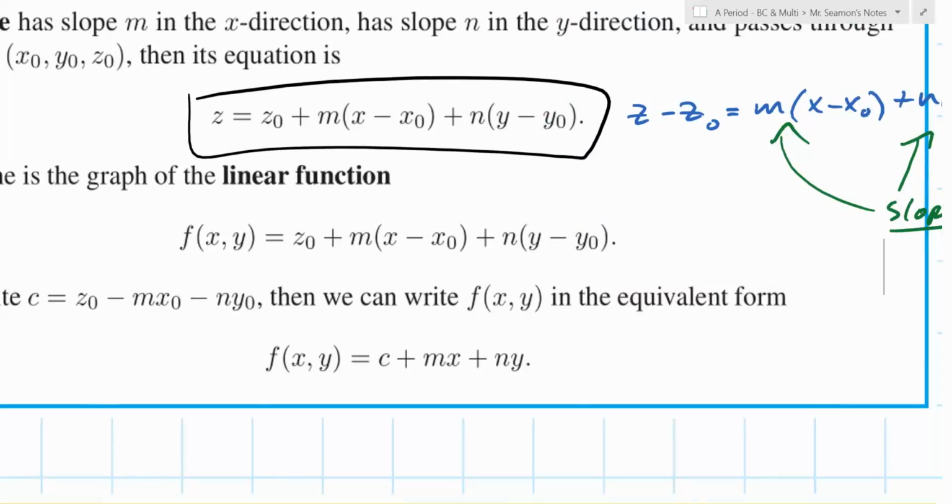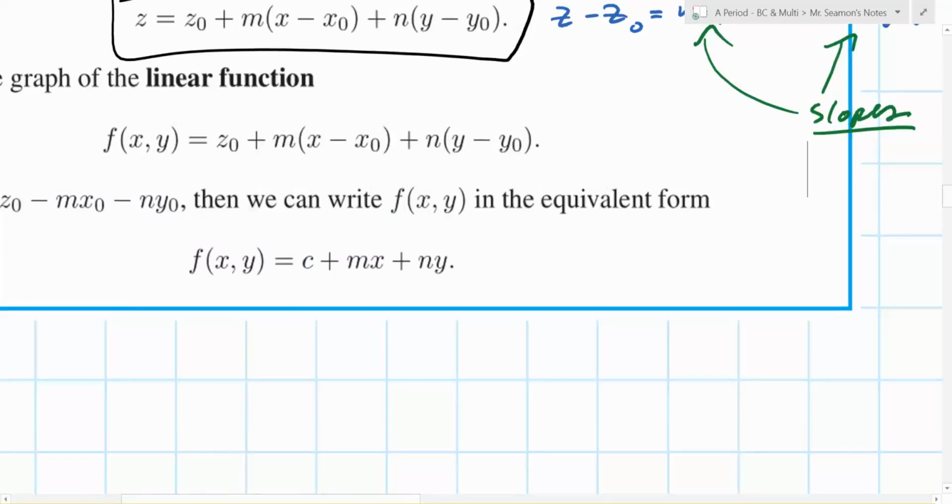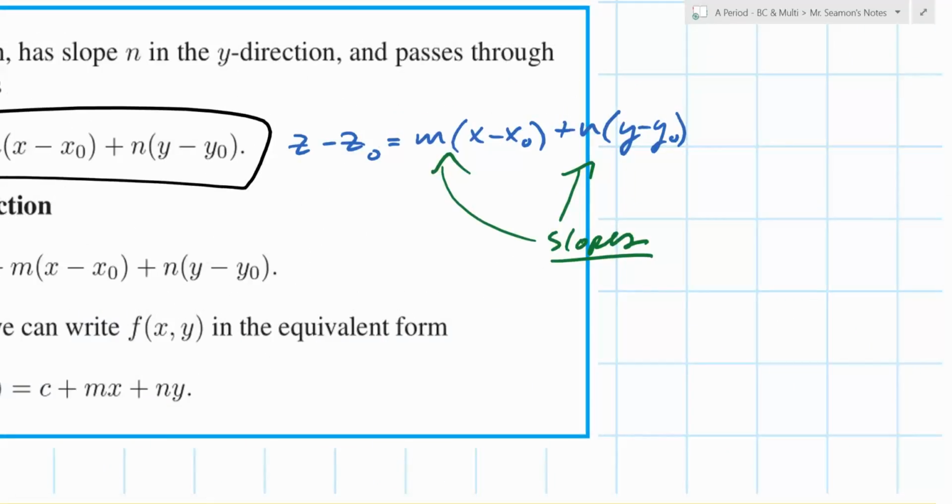If you don't have the slope for the z, that means the z. What do you mean? Well, if m and n are both 0, then it's just flat. Keep going. Okay, yeah, sit down.